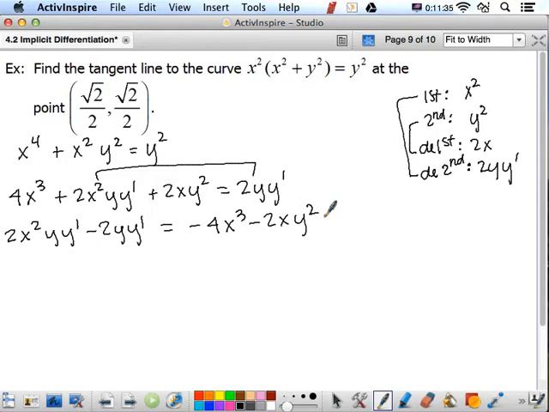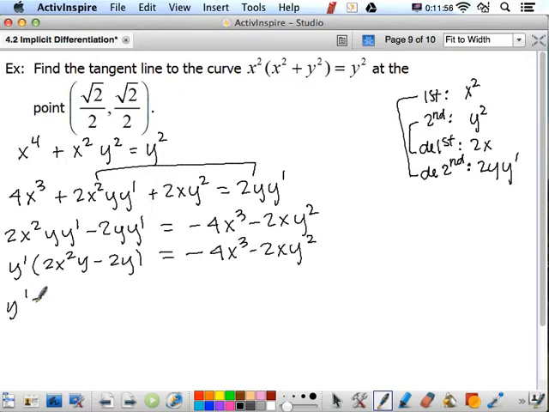We're almost there now. So if I factor a y prime out of this side, I get 2x squared y minus 2y equals this guy, negative 4x cubed minus 2xy squared. All right, so what does y prime equal? Y prime equals negative 4x cubed minus 2xy squared all over 2x squared y minus 2y. Okay.